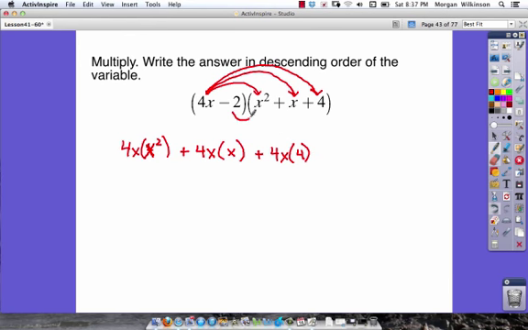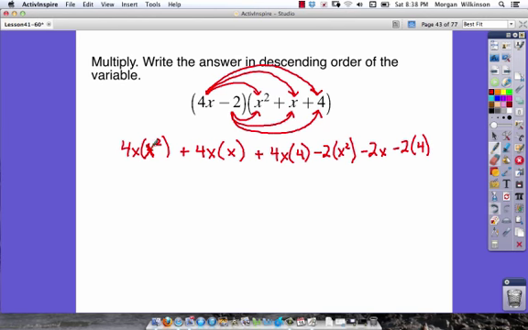Now we're going to take the negative 2, and we're going to multiply it against the first term. We're going to get negative 2 times x squared. Then we're going to multiply it against the second term in the trinomial, and we're going to get negative 2 times x. So minus 2 times x. Then we're going to multiply it against the last term in our trinomial, and we're going to get negative 2 times 4. And from here, all we have to do is simplify to find our answer.